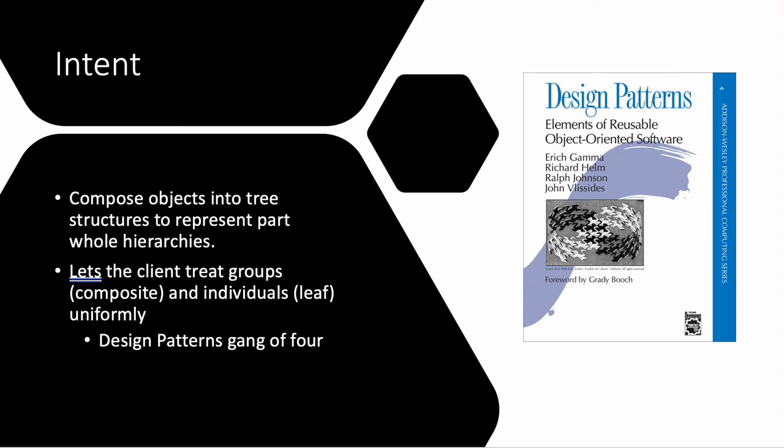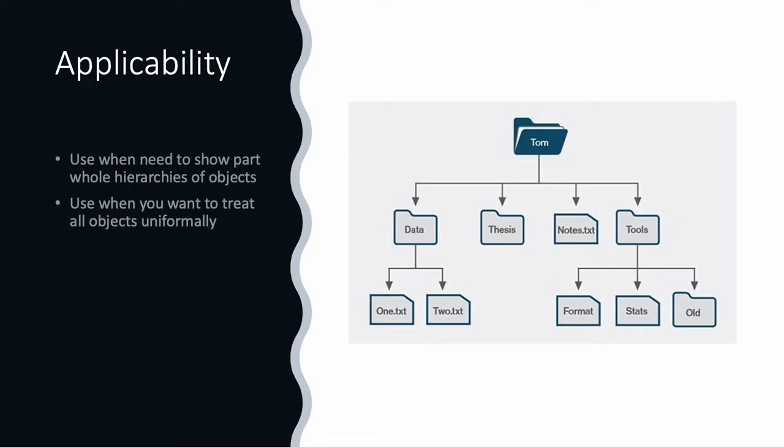A lot of the information in this PowerPoint has been gathered from Design Patterns, Elements of Reusable Object-Oriented Software by the Gang of Four. The composite design pattern is applicable when there is a need to show part-whole hierarchy of objects, as well as when you want to treat all of these objects uniformly. For example, in the file system, both file and folder should be treated similarly. Both will have many overlapping methods, but will enact those methods differently.